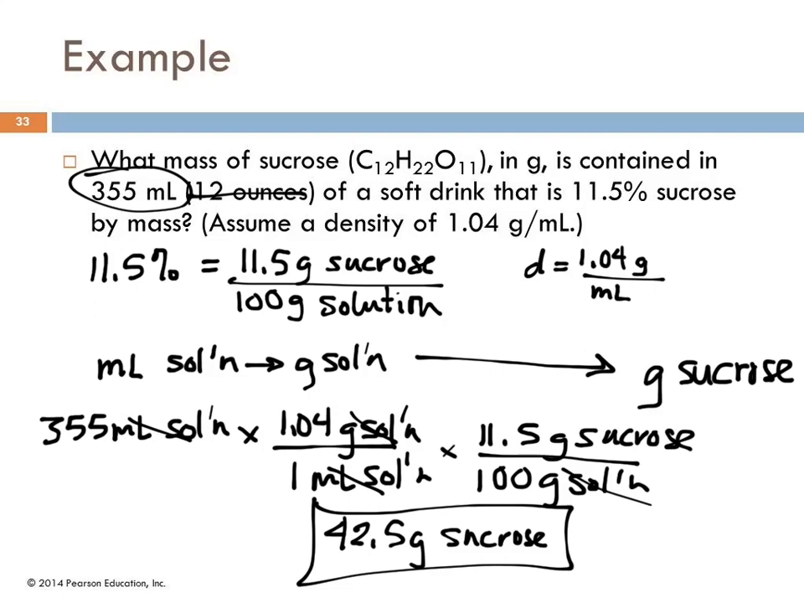Any questions? That's not the only way to solve that problem. Some of you learned how to do percentages differently in your math classes, and there are definitely other ways. I like this because it just falls right into the dimensional analysis that we use for so many other things, and so it works for me. You should definitely be able to do calculations like this.